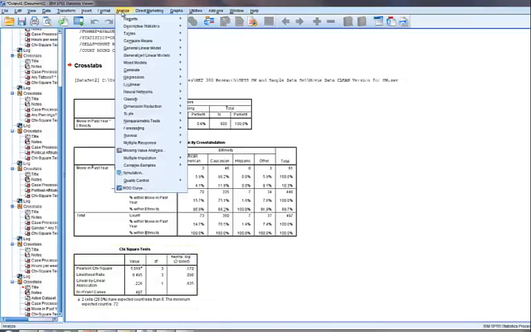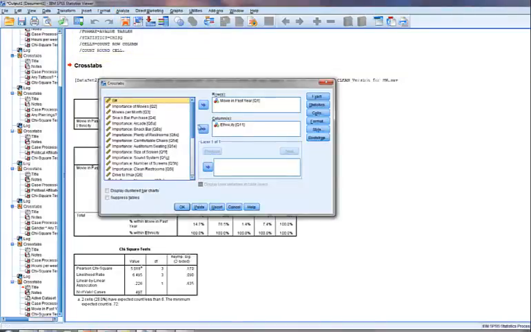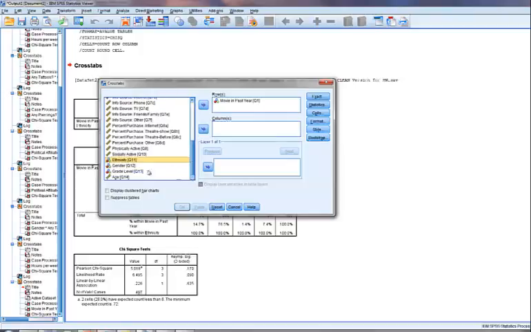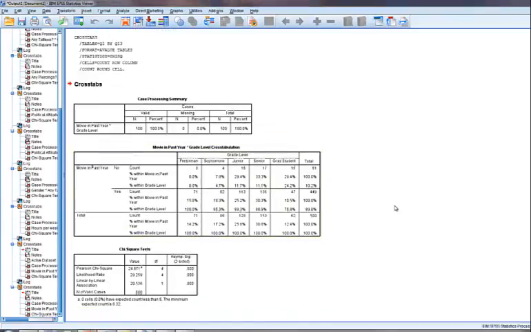Let's run another one. Analyze, Descriptive Statistics, and Crosstabs. Let's look at attending a movie in the past year, but not look at ethnic groups. Oops. Let's now look at grade level. And as you remember, this is one we did in class, and we did find a significant pattern here. Pearson chi-square, the p-value for the significance level, 0.000, highly statistically significant.